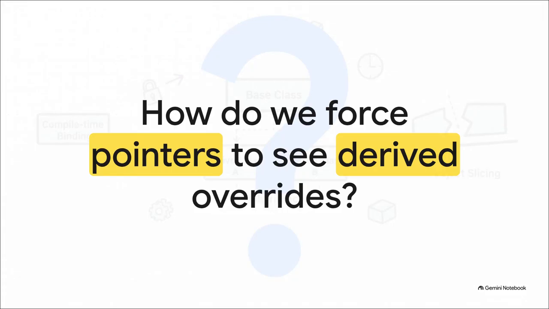All of this leaves us with one massive lingering question. If base pointers obstinately refuse to call our beautifully overridden derived functions because of compile time binding, how do we force them to actually see the truth in memory? Well, the hint is virtual functions. But that kind of dynamic runtime magic is a topic for our next explainer.